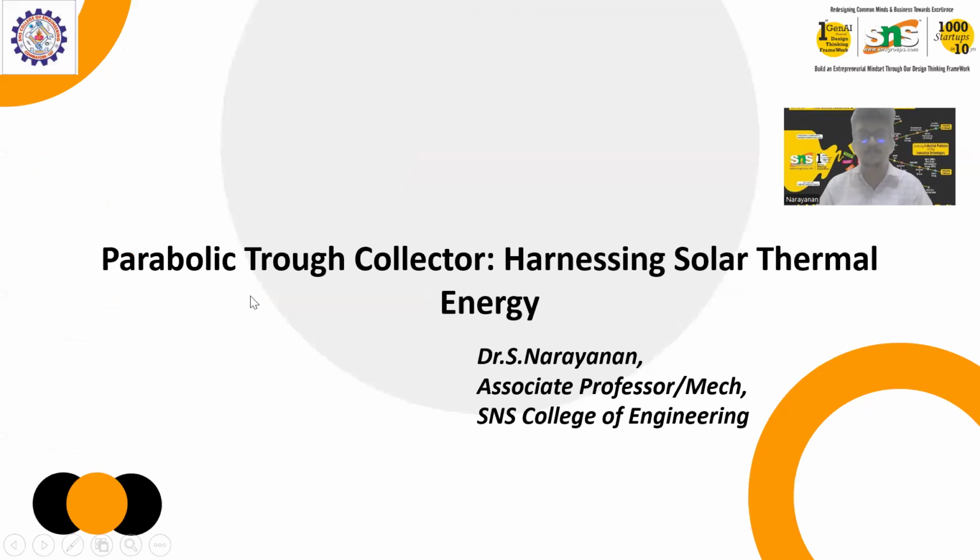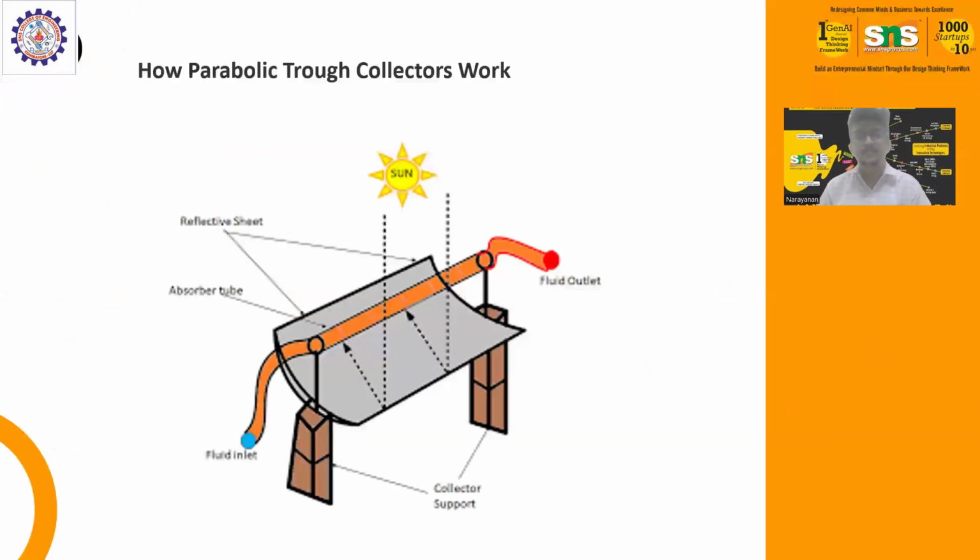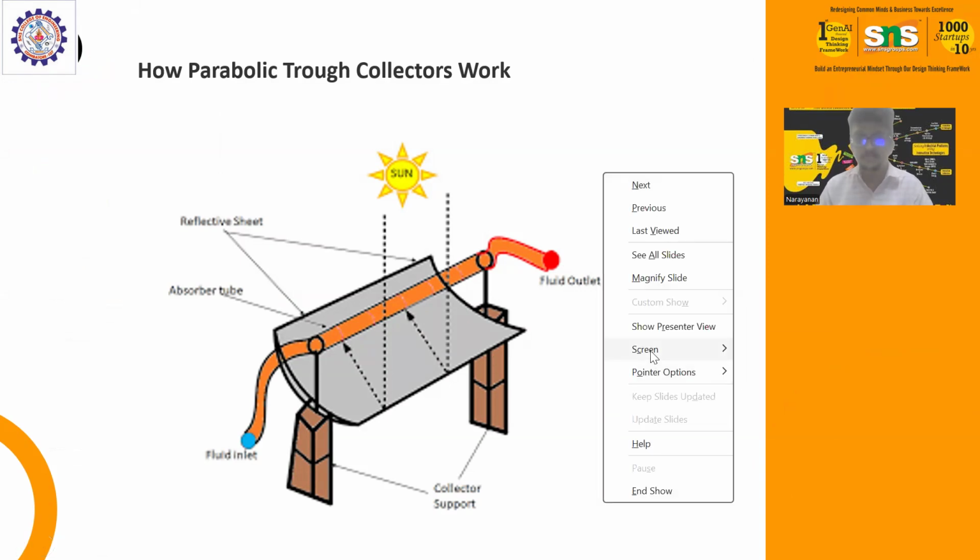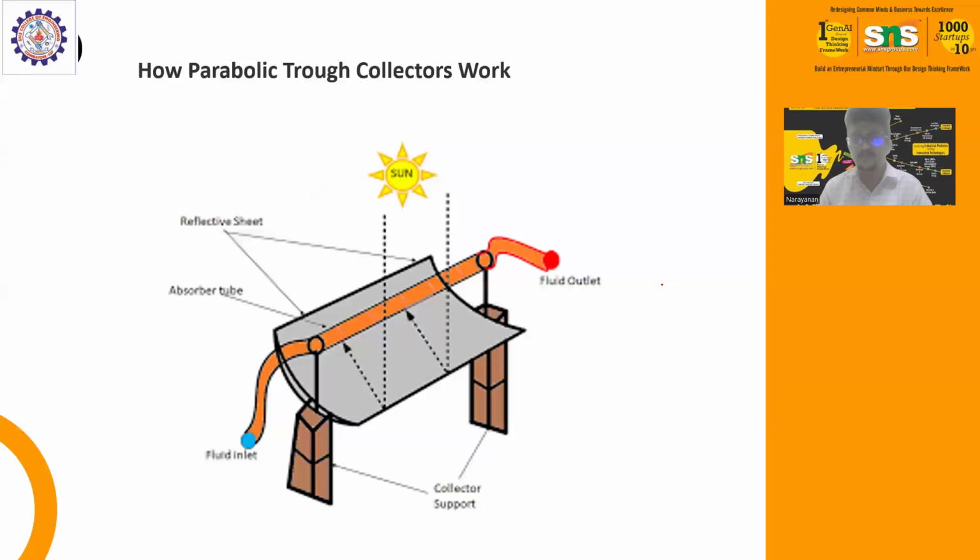So we are going to see about the parabolic trough collector to harness solar thermal energy. As we all know, a parabolic trough collector is in the shape of a parabola. You all know that a parabola is a shape with eccentricity of 1. They are called conics. There are different types of conics.